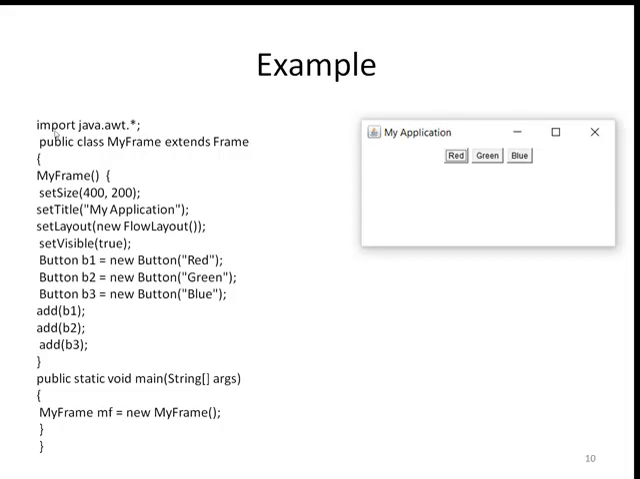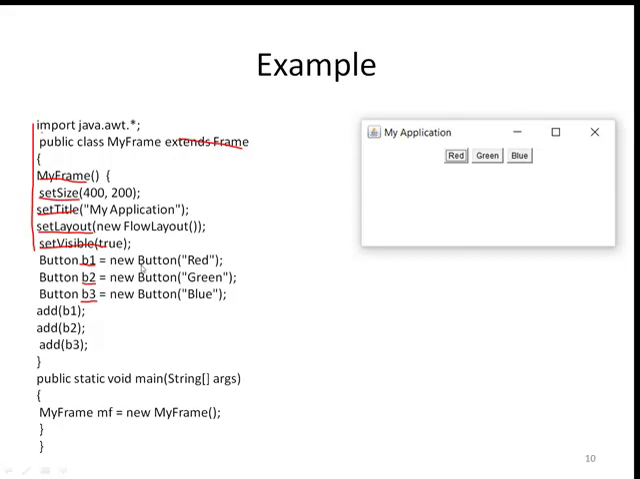So here the first steps are common. These steps: the import statement, our class must be a derived class of the Frame class, and the constructor. Set the size of the frame, set the title of the frame, the layout manager is the flow layout manager, and set visible must be true. Now we have to create objects of the Button class. So here I have created the b1 object, b2 object, and b3 object. That means I am creating 3 buttons.